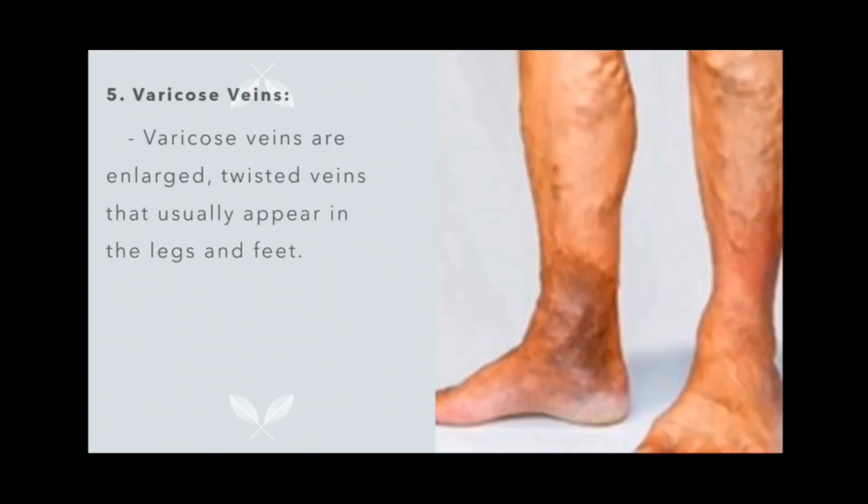So the last one here is the varicose veins. So varicose veins are enlarged, twisted veins that usually appear in the legs and feet. So they occur when the valves in the veins weaken or malfunction, causing blood to pool in the veins to become swollen and distorted. The symptoms may include aching, heaviness, throbbing, visible and bulging veins.